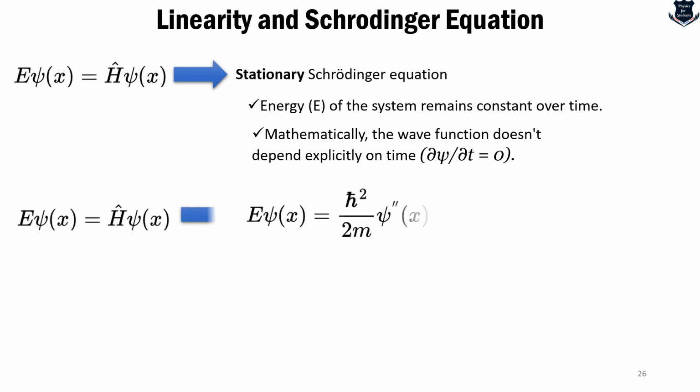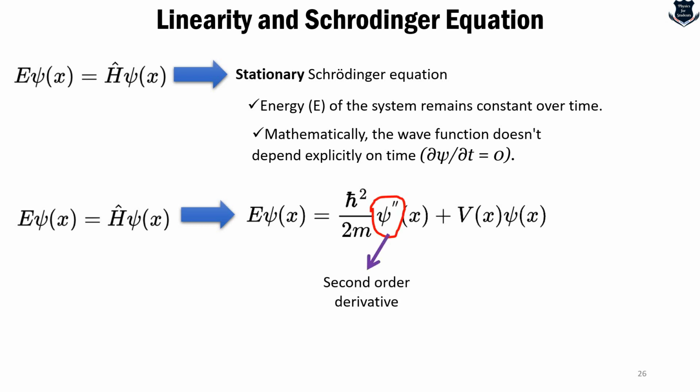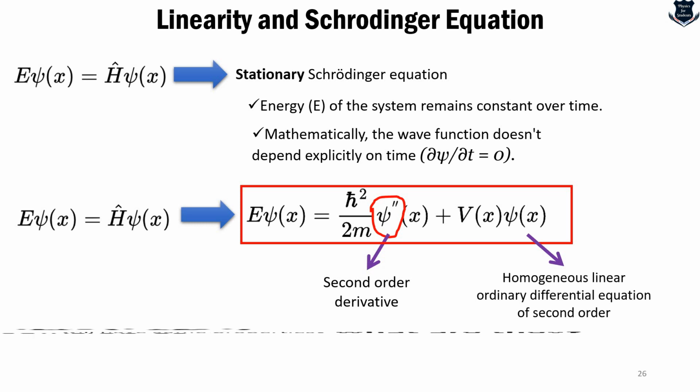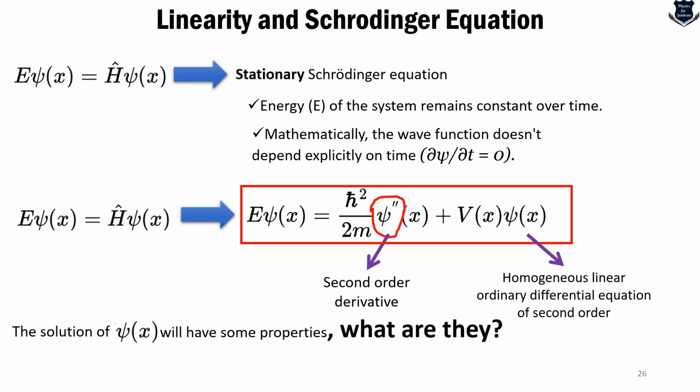So from this equation, we can write this equation. And here you can see psi double prime is nothing but the second order derivative, and this entire equation is a homogeneous linear ordinary differential equation of second order. What do I mean by that? I mean to say that the solution psi(x) has some properties. And this will show you how linear algebra, the Schrodinger equation and linearity are related.